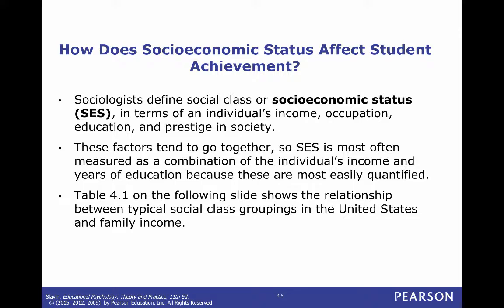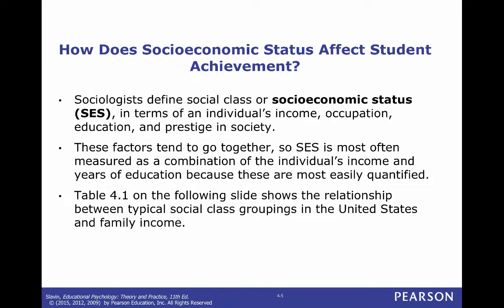So SES affects student achievement. Sociologists define social class or socioeconomic status in terms of individuals' income, occupation, education, and prestige in society. How much you make depends on what they're talking about, because the only two things we can measure really well are how much you make and your level of education. We tend to look at the children's parents' levels of education, particularly their mother's level of education, because that tends to predict how well students will do in school. And then we also look at income. Because these factors seem to go together, socioeconomic status is usually income and then education.